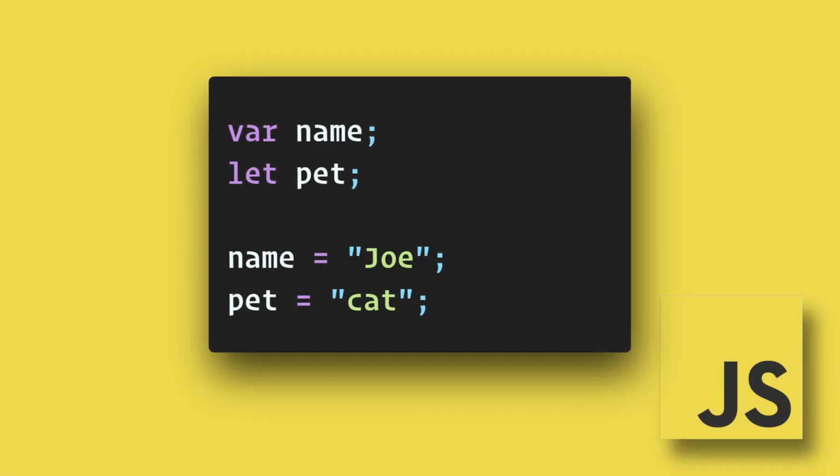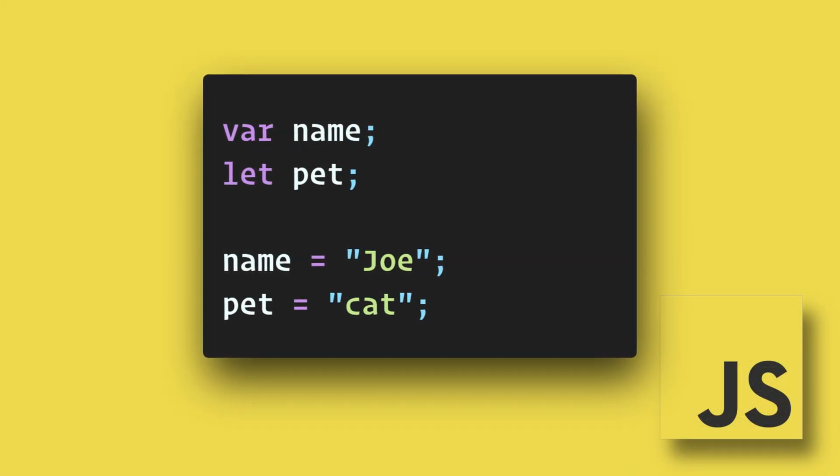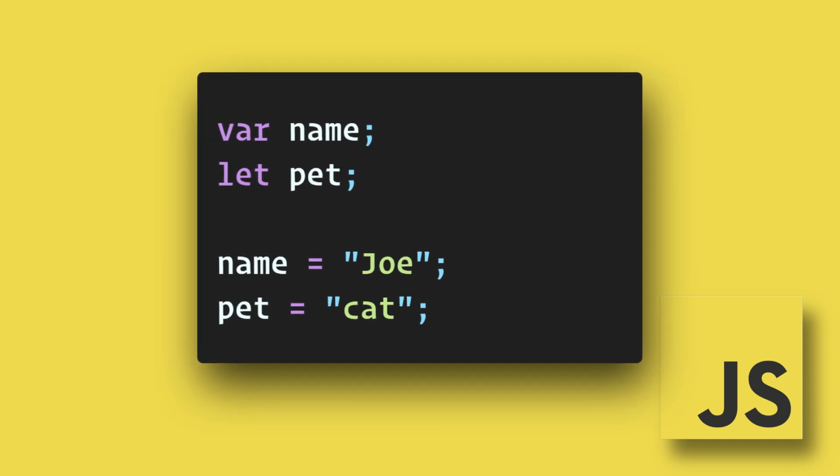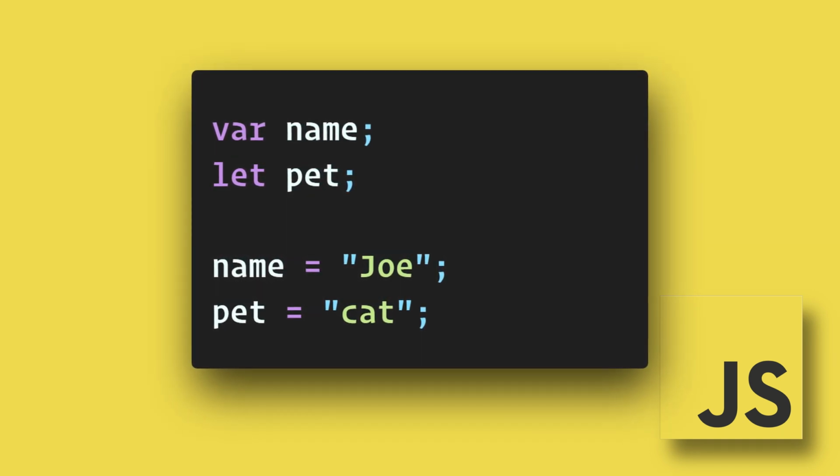With var and let, we can also declare a variable, but not initially define it. But with const, we cannot do that. It must be declared and defined at the same time.